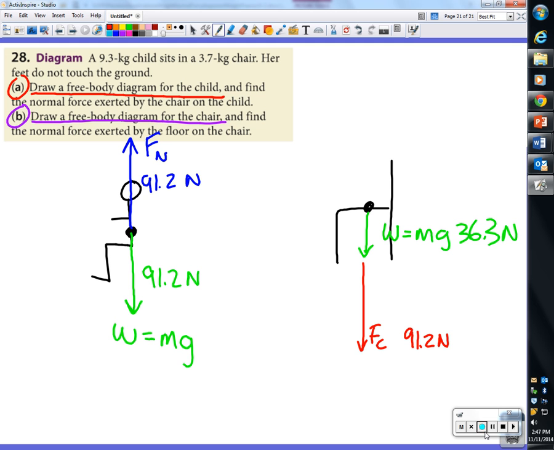Now, if these were the only 2 forces acting on this chair, what would the chair start doing? Falling, right? But it's not. So what's preventing the chair from falling? The floor. The floor is a surface. It's pushing which way on the chair? Up. So that makes it a normal force. But how big does that normal force have to be in order to keep the chair from falling through the floor?